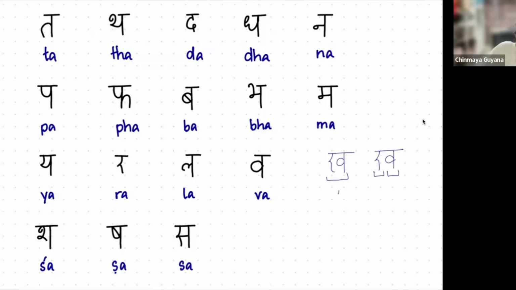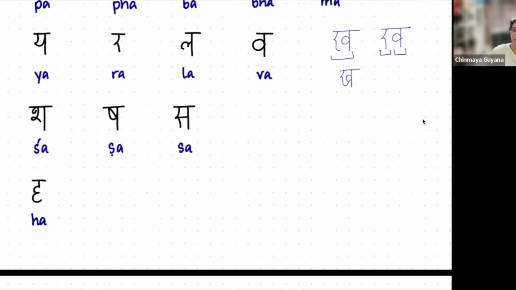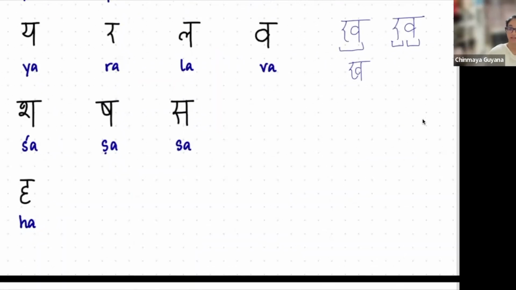In type font, you'll also see many times the K is written like this. So it's hard to mix up. You should just know your handwriting and what it looks like so you don't mix it up for yourself. Okay, so today we learned Ya Ra La Va Sha Sha Sa. Ya Ra La Va Sha Sha Sa.